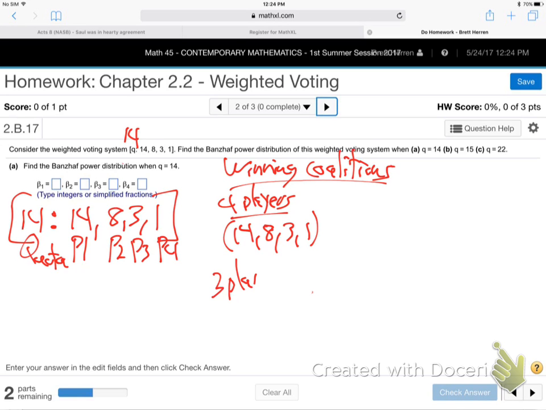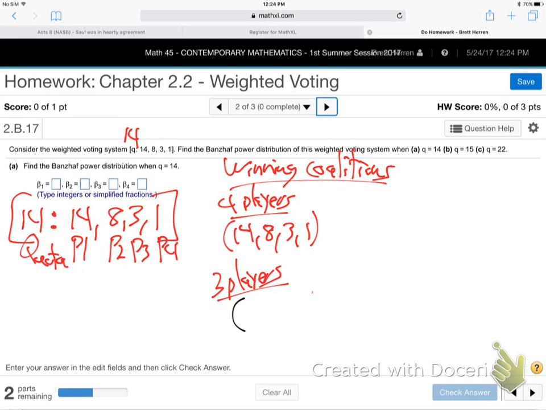Then you say, okay, what are all the winning teams with 3 players? What do I mean by winning team? How do you know they win? 14, right? They've got to make 14 or more, because that's what it takes to pass something, for that team to get their way in investing or whatever it is they're trying to decide. So with 3 players, how many different 3-player teams are there when you have 4 people? 3.